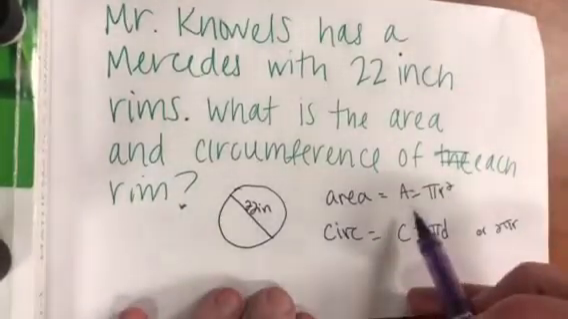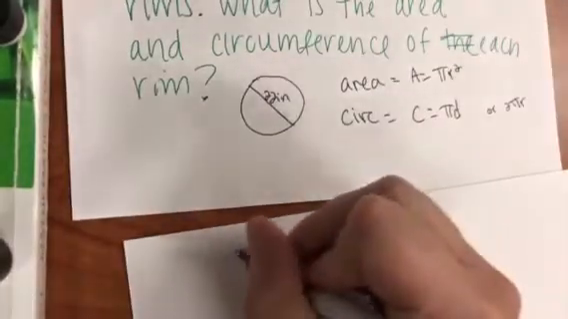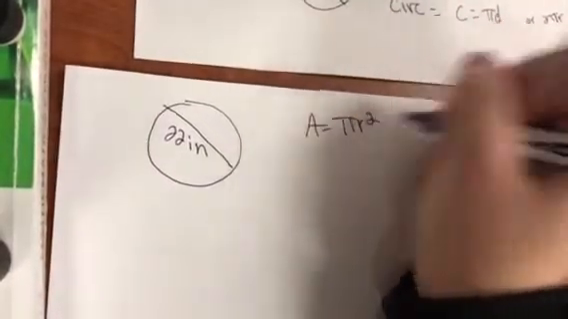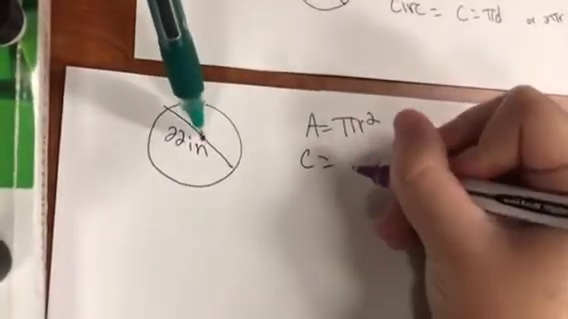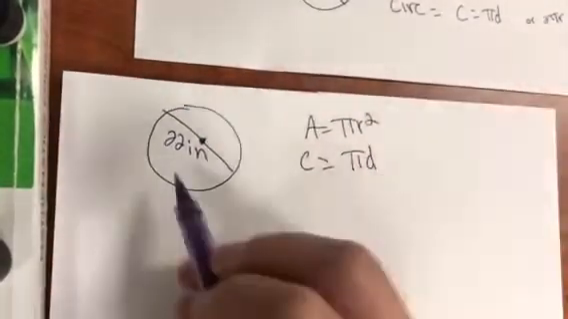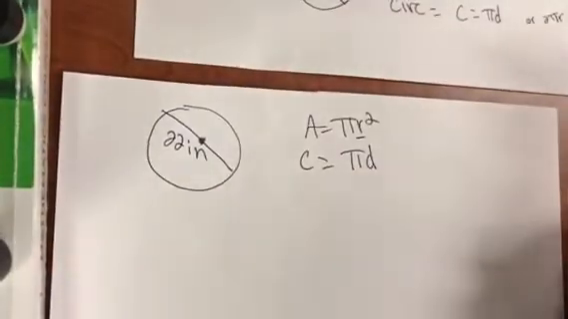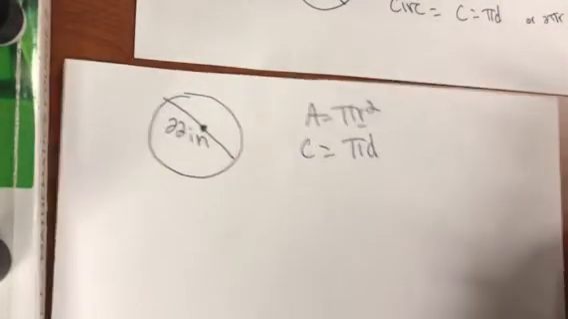Okay, here we go. Do you need this space to do your work? Yeah, I might. We know that we've got the circle. I'm going to draw it in here. Of 22 inches. We know area equals pi r squared. Circumference equals pi d. And we know the diameter is 22 inches. But the area is calling for my radius. Well, if it's half of your diameter, it's going to be 11.